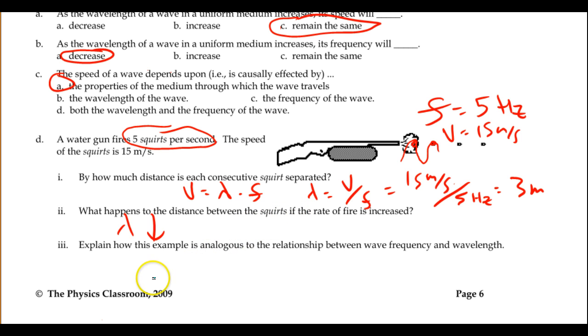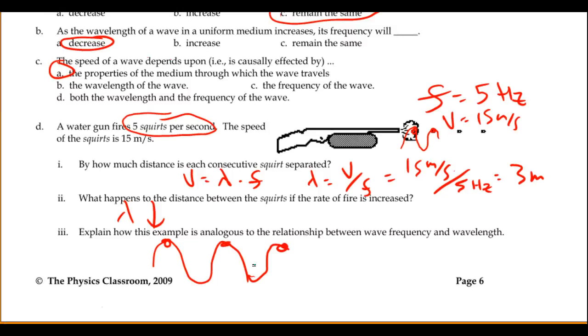Again, it's analogous if you think of each squirt as being, say, the peak of the wave, then the same exact thing happens within waves. As you increase the frequency, you're going to have to decrease the distance between each wave crest or trough, or any two like points. All right, well, that's all the basics of the fundamentals of wave properties and some of the key terminology you're going to need to use as we study simple harmonic motion and wave forms.